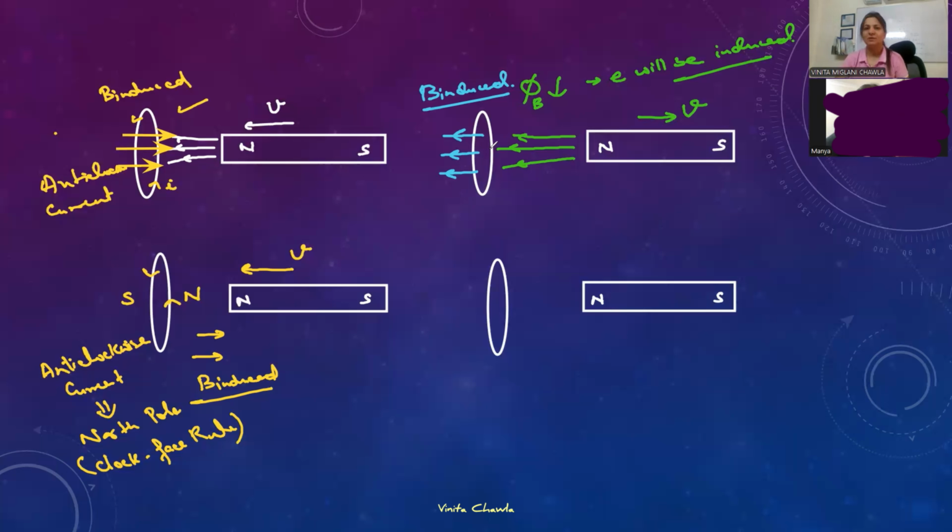Clockwise. Yes, this time it is clockwise. And we can also use the clock face rule. If the magnet is moving away from the coil, so this north pole is moving away, then to maintain the position of the magnet, how will the induced magnetic field be produced in the coil?